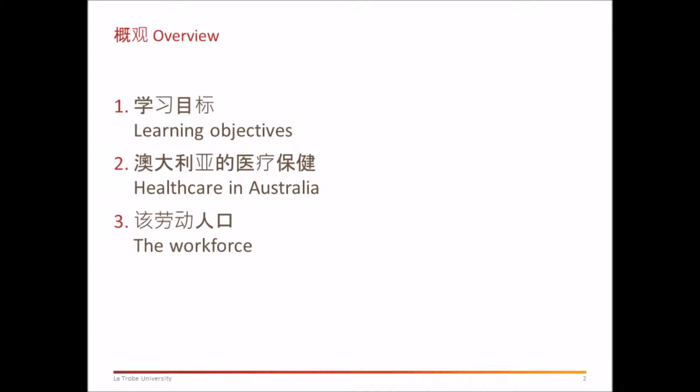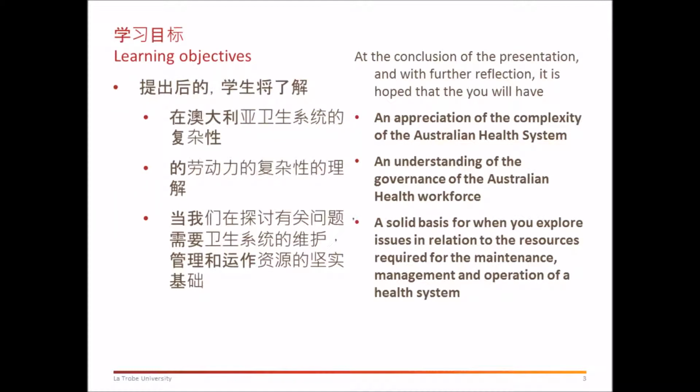In this presentation, it's in three parts. We're going to look at the learning objectives, the healthcare in Australia and the workforce. The learning objectives are basically to have an appreciation of the complexity of the Australian health system, an understanding of the governance of the Australian health workforce, and a solid basis for when you explore issues in relation to resources required for the maintenance, management and operation of a health system.